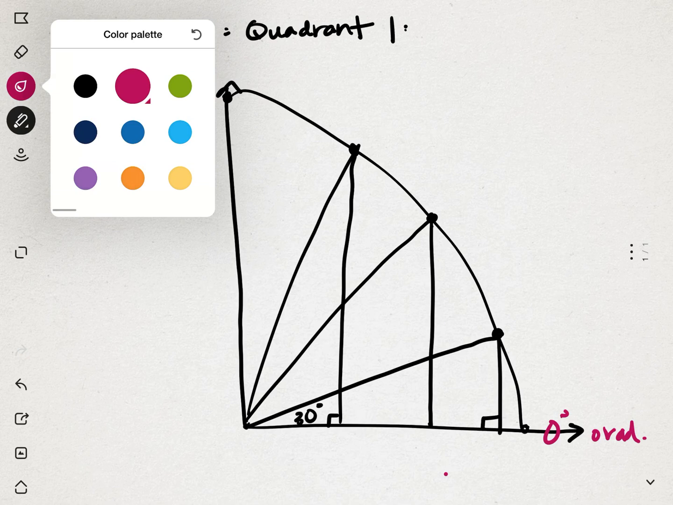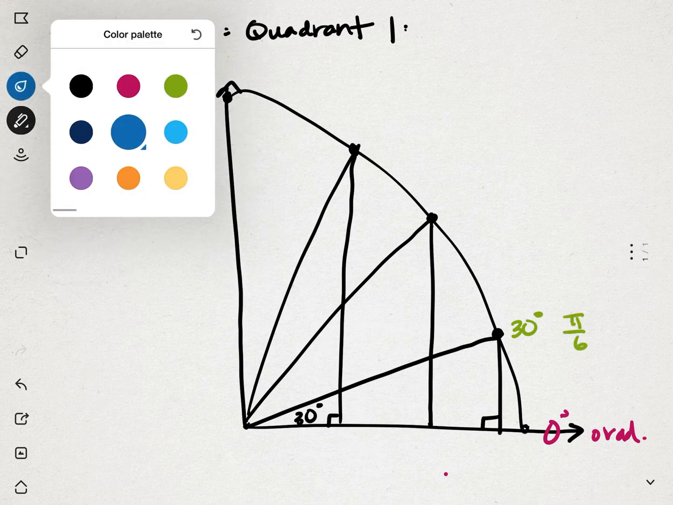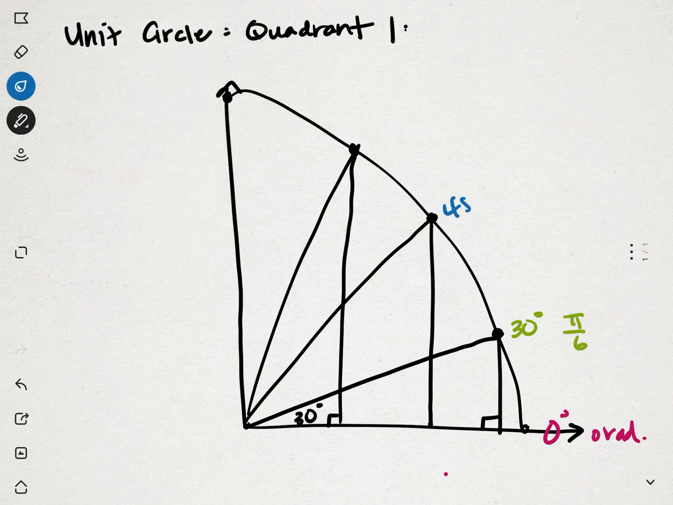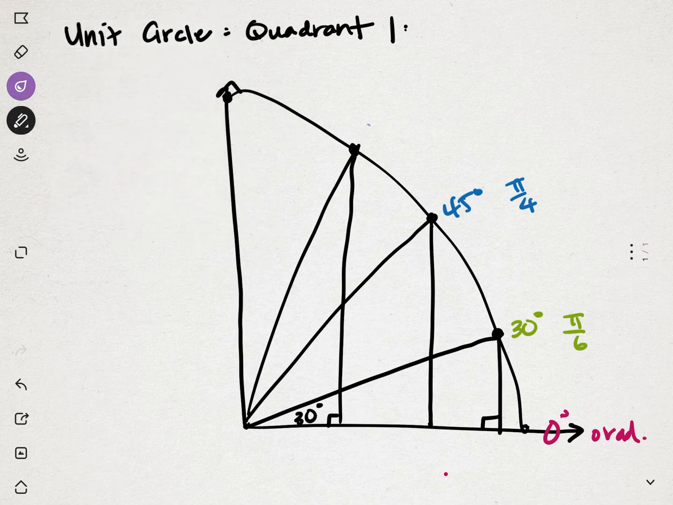Right, so we said the next jump up here would be 30 degrees. We also said that that's equivalent to pi over 6 radians. The next one was 45 degrees, which is equivalent to pi over 4 radians. The next triangle we have here is going to be 60 degrees. That's the central angle. 60. And that's going to be pi over 3 radians.